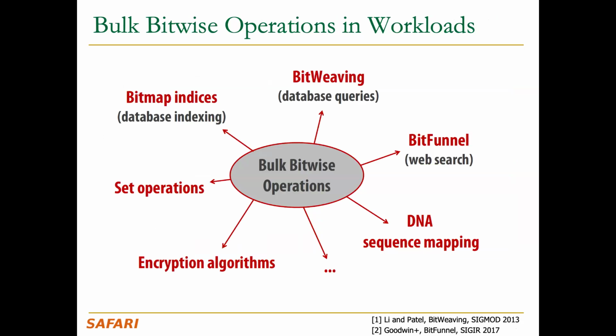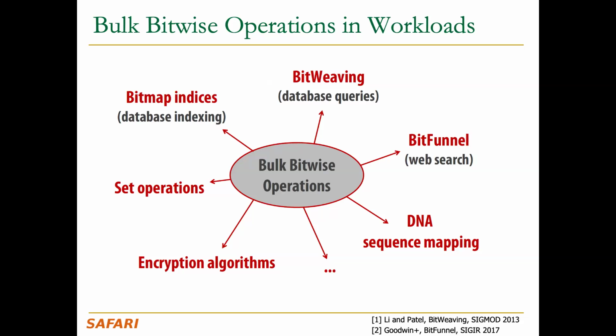But this is bulk bitwise. You're actually doing bitwise operations on 8 kilobits of data, and you can do this on many, many subarrays. So what is it good for? Well, it's good for everything, meaning you need to rethink your algorithm to take advantage of this substrate. But the good news is there are some algorithms that are already designed to operate on large bit vectors. For example, bitmap indices in databases. People design databases to operate on large bitmaps. Bit weaving, for example: people have designed web search engines to operate on large bitmaps. Bloom filters, for example, operate on large bit vectors. There are many algorithms that fit this nicely.